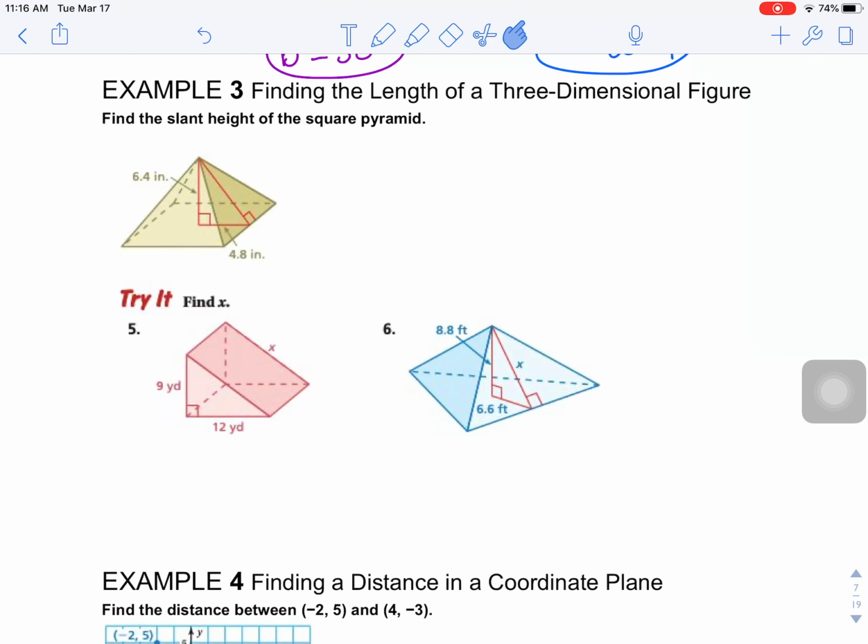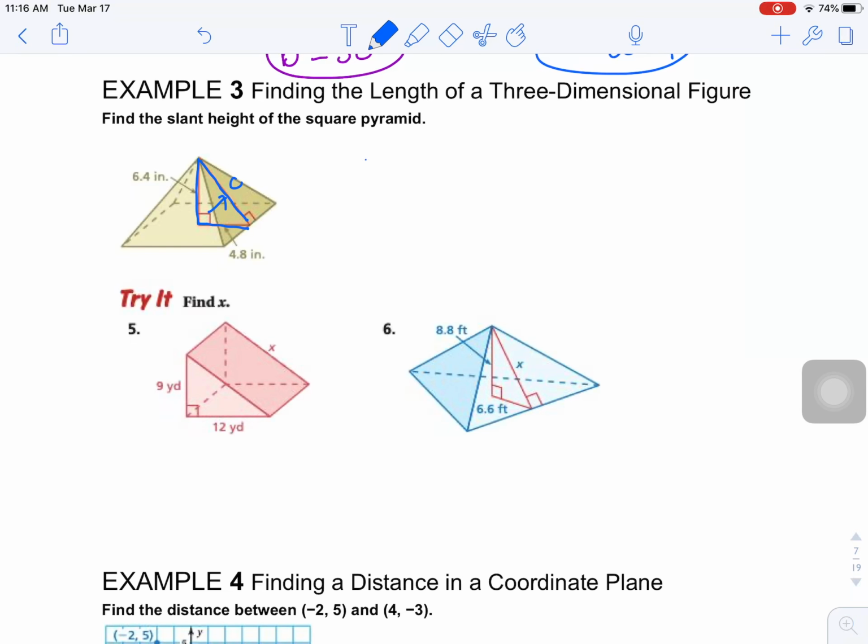Example 3, finding the length of a three-dimensional figure. Find the slant height of the square pyramid. Slant height should be the height of the slanted side, that makes sense. So if you were looking at that, we're really forming a triangle here that I just outlined in blue. So the slant height is actually just the hypotenuse because it's across from the right angle.